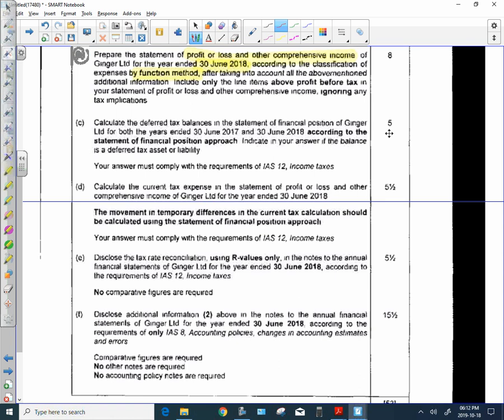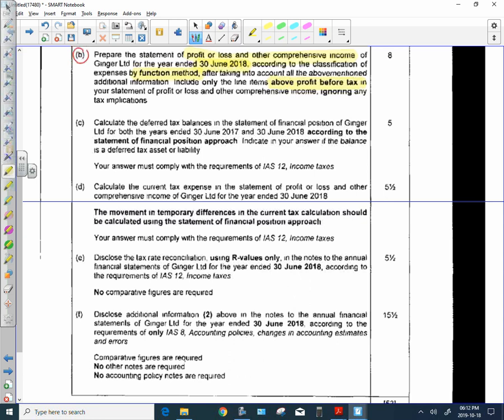Yes, IFRS, I think IFRS does prefer function over nature. More likely to ask for function, yes. But if they do ask for nature, it's easy, you know, it's disgrouped. Then they say include only the lines above profit before tax. So your income tax expense comes later then.